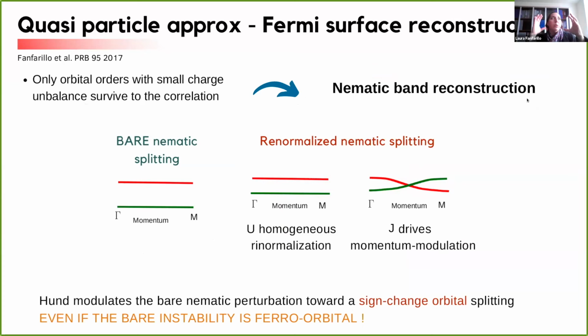So in this calculation, what we were doing was plugging in a finite nematic perturbation, computing the new renormalized bands, and looking at the type of nematic reconstruction. What we observe is essentially, and I show you the case of the ferro orbital, always the same. Imagine that you plug in a ferro orbital nematic perturbation. You are splitting in the same way the orbital at gamma and the electron bands at M. The main effect of U was to create a homogeneous renormalization of the bare splitting, but the effect of J is always trying to create a momentum modulation.